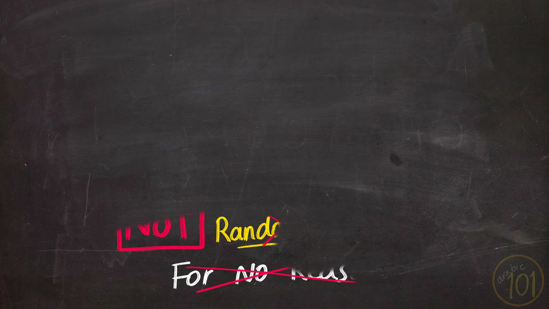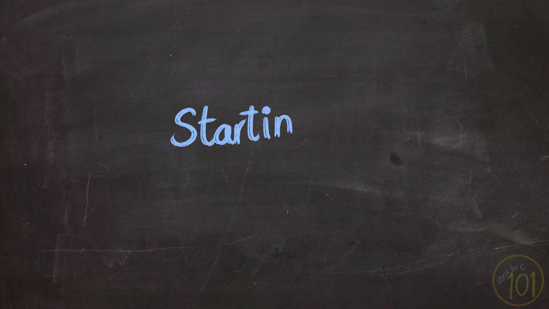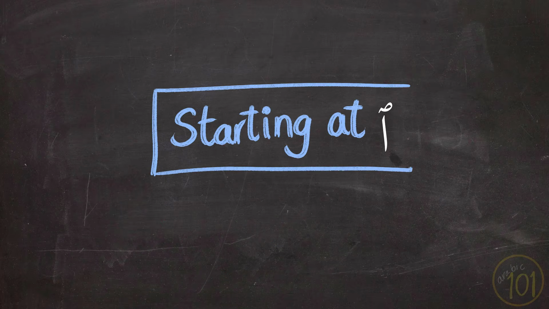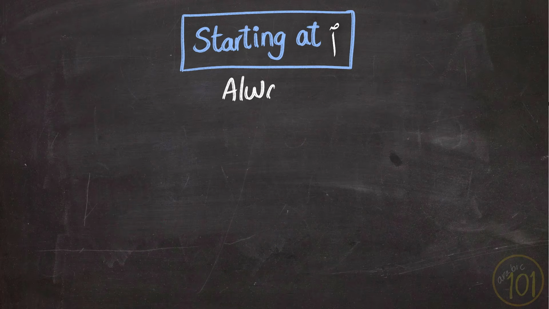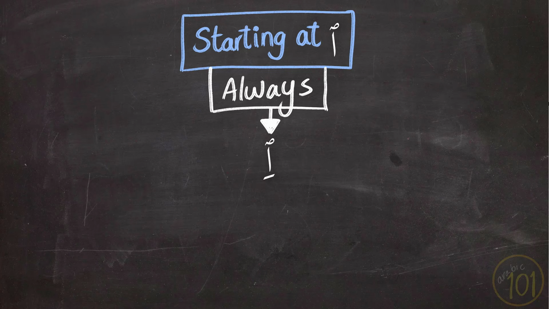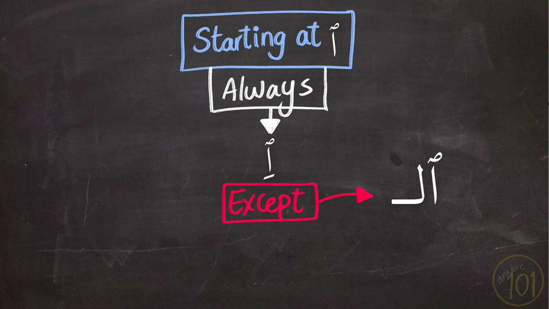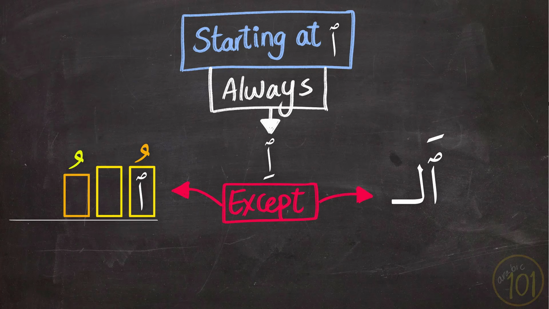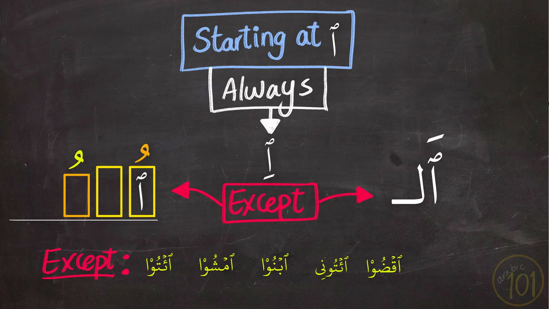So, in a nutshell, and to really simplify this lesson, when starting at a word with hamzat al-wasl, you will always add kasra to it, except in two cases. If the word starts with al, then you add fatha, and if the third letter has dhamma, then you add dhamma to hamzat al-wasl, except for these 5 verbs.